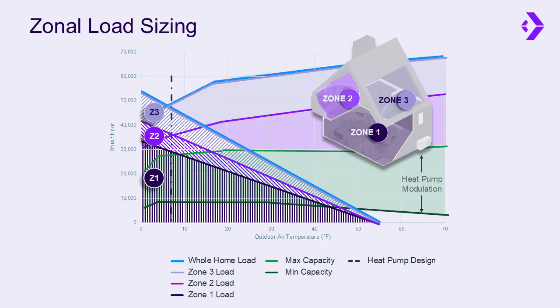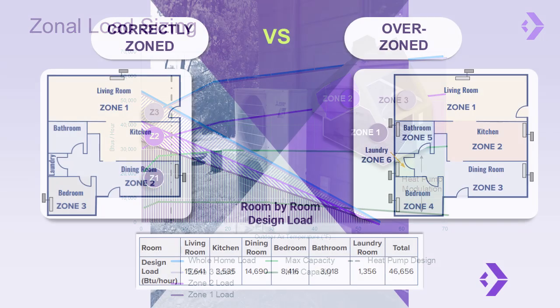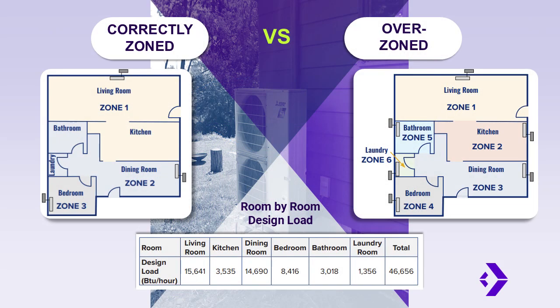The problem comes when we overzone, when we start adding heads or ducted zones for every little space. Each zone becomes so small that the equipment can't ramp down low enough to match its load. The heads short cycle, efficiency tanks, and homeowners notice uneven comfort. So the takeaway here is this. Proper zoning allows us to use smaller, right-sized systems that better match real-world conditions. But overzoning leads to oversized equipment and poor performance. The graph helps show that balance, how each zone's load interacts with system capacity across temperatures.